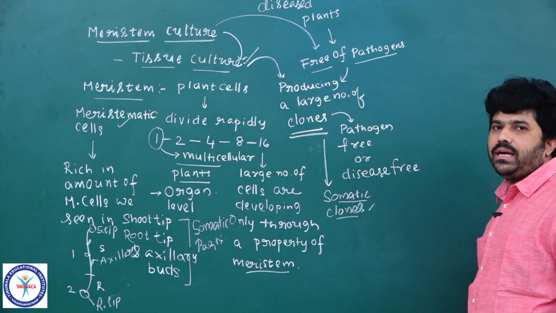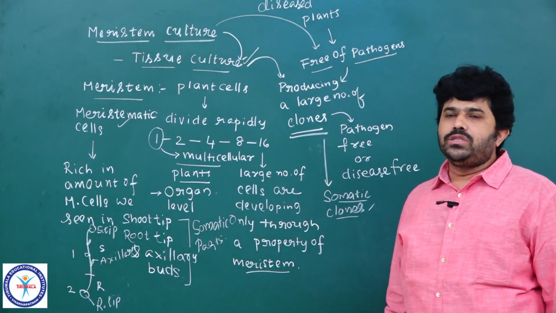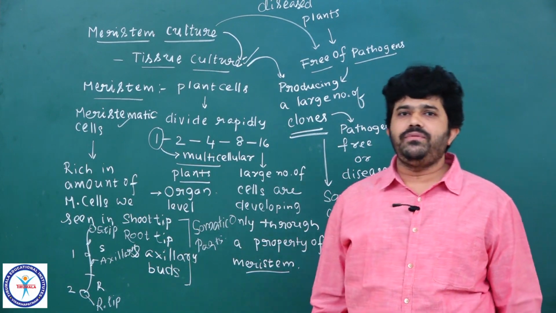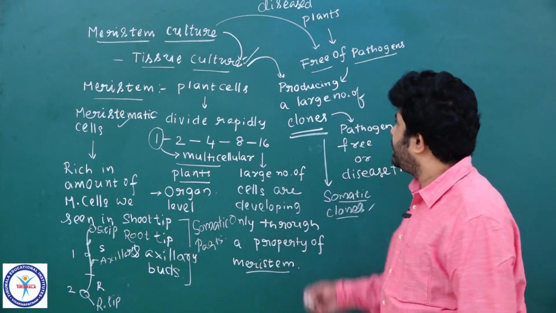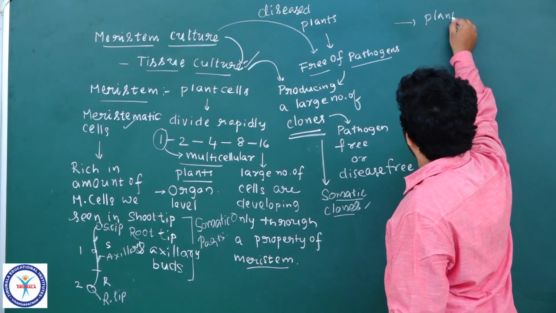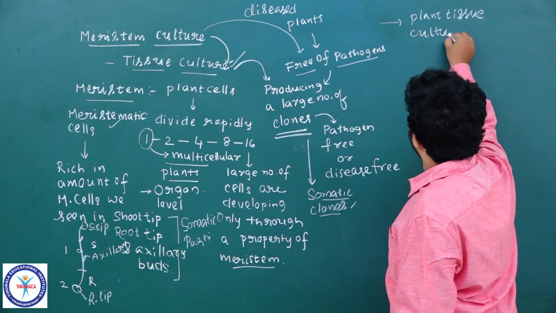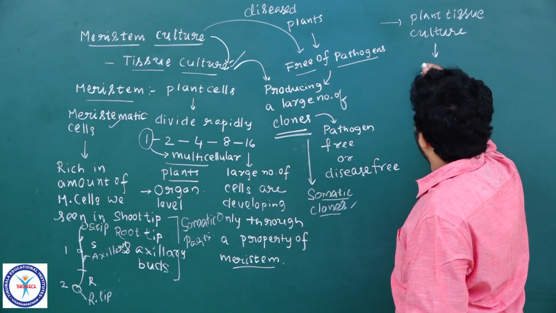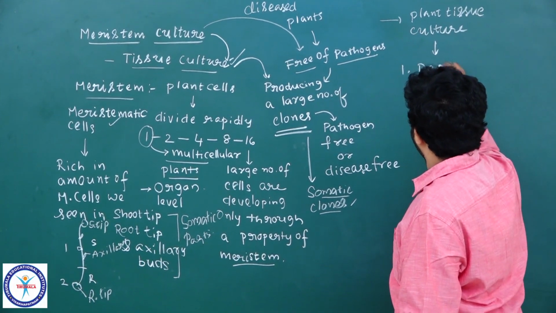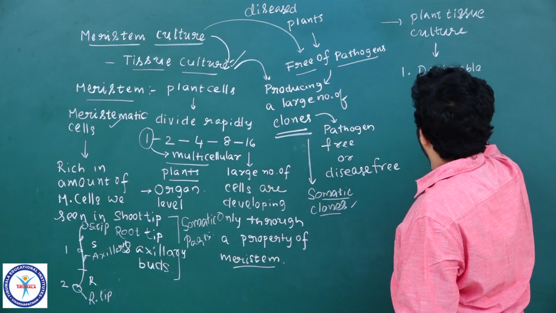Understood? So these somatic clones we are producing by using meristem culture. This is very important for the production of young generations by following the method of meristem culture. Here we follow the same process as in plant tissue culture. During plant tissue culture, what are the methods we follow? First we select a desirable plant. That is the first activity we see here. Here also we follow the same methods.